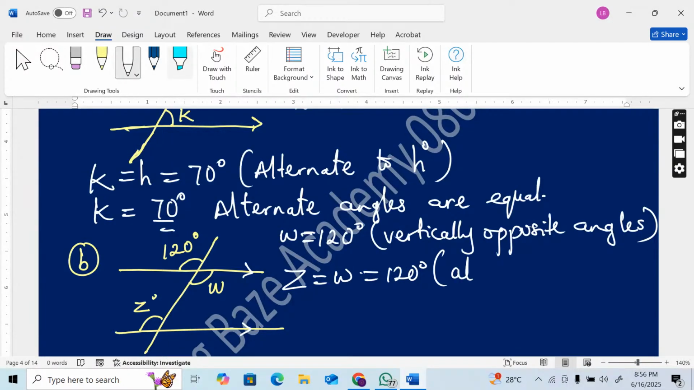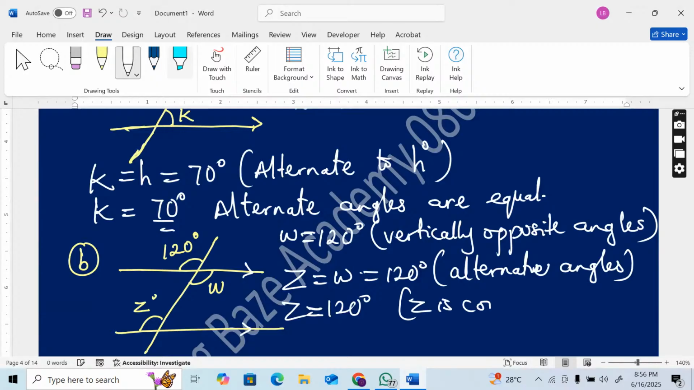The reason is that they are alternate angles. So Z is also equal to 120 degrees because Z and W are alternate angles. Another reason is that Z is a corresponding angle to the angle 120 degrees. Z is corresponding to 120 degrees. Without the W, Z is the corresponding angle to 120 degrees.